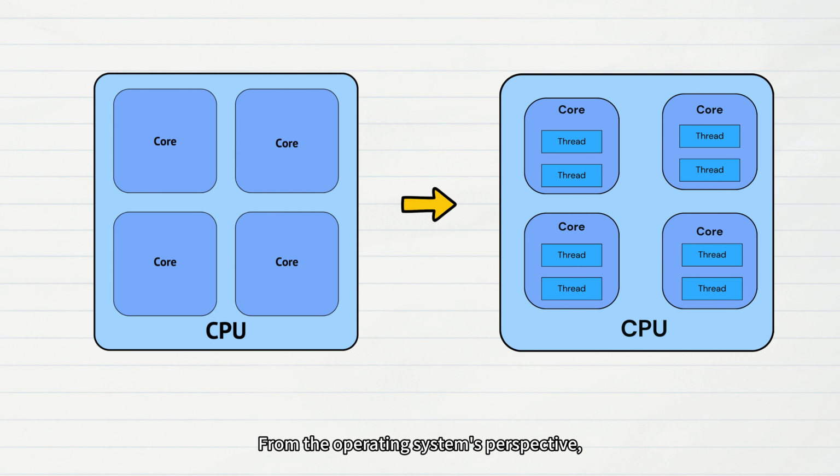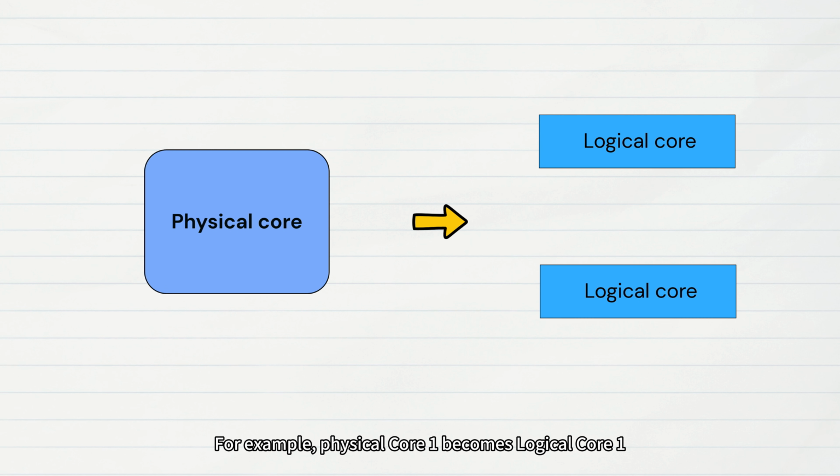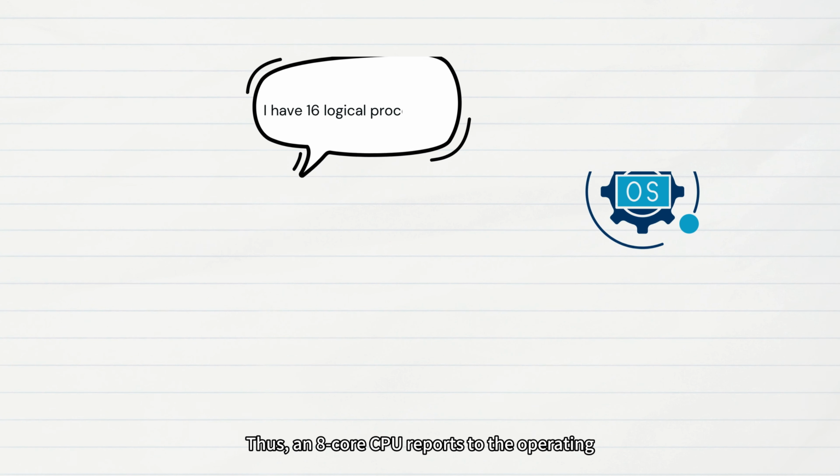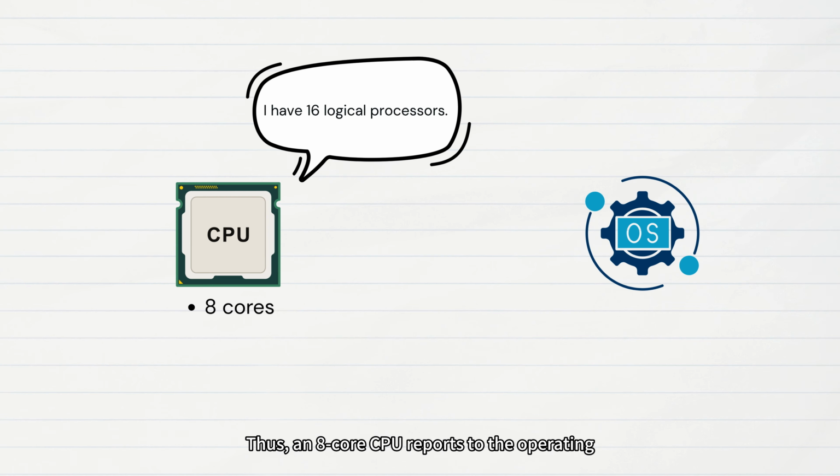From the operating system's perspective, it looks like it has become 2 logical processors. For example, physical core 1 becomes logical core 1 and logical core 2. Physical core 2 becomes logical core 3 and logical core 4. Thus, an 8-core CPU reports to the operating system, I have 16 logical processors. That is what we see in Task Manager.